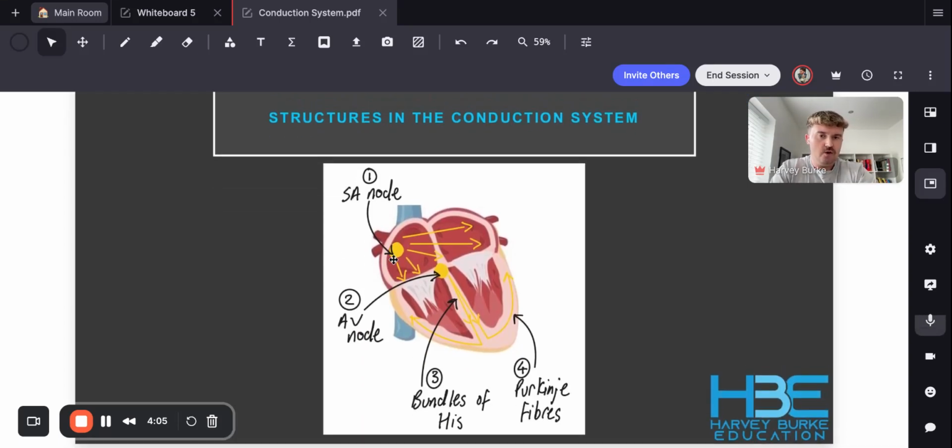So you've got the SA node, which is found in the wall of the right atrium. You've got the AV node that is found at the top of this bit of muscle in the middle of the heart called the septum. And then you've got the bundles of His that run down the septum, and then the Purkinje fibres that run up the walls of the ventricles. And we're going to talk about how this electrical impulse starts at the SA node and then makes its way all the way down through the Purkinje fibres and what's happening in the heart during those phases.